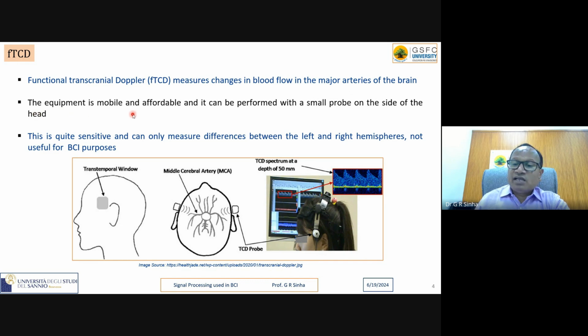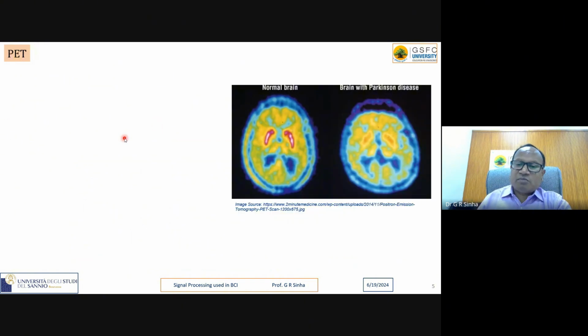The equipment is mobile, portable. You see here, there is a probe which a person is wearing, and it is affordable. It can be performed with a small probe on the side of the head. This is quite sensitive and can only measure the difference between left and right hemispheres, not useful for BCI purpose. So it is not very useful for the BCI purpose. It has a limited application.